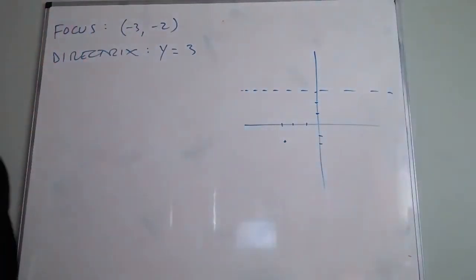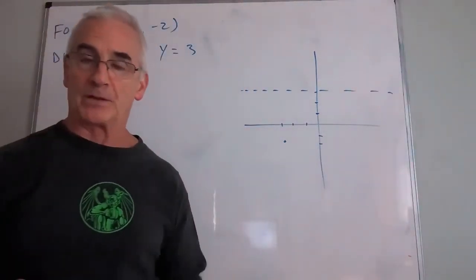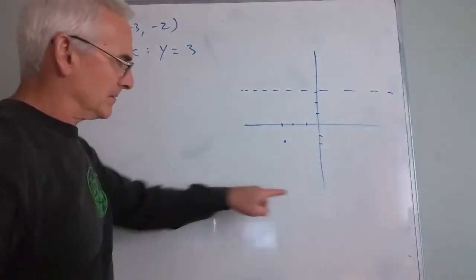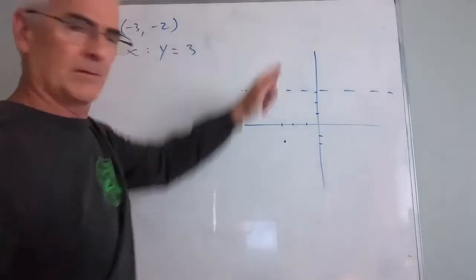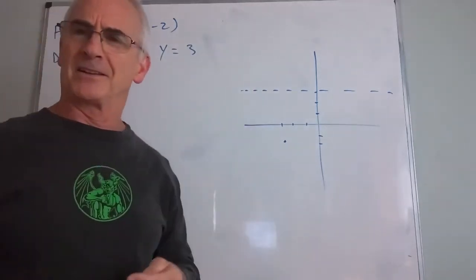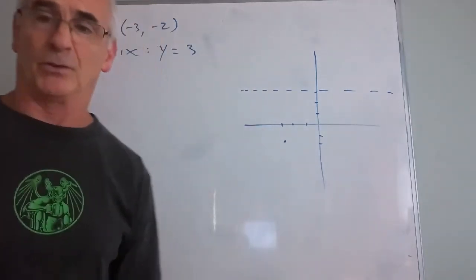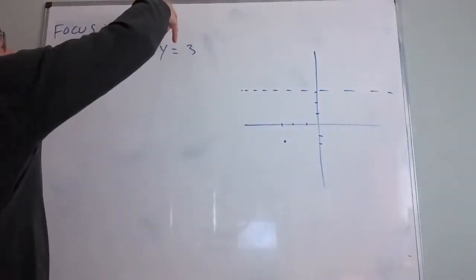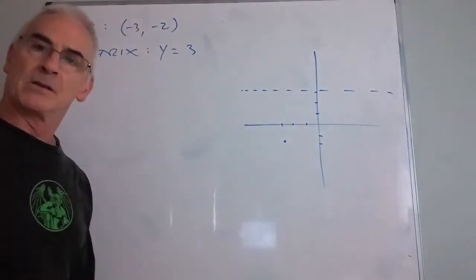Now, where must the vertex be? In relation to the focus and the directrix, where's the vertex? Anybody? It'll be between the two of them. It has to be between the two. Oh, so it's got to be exactly halfway between. How do I find that? Easy, just take the average of the y coordinates.